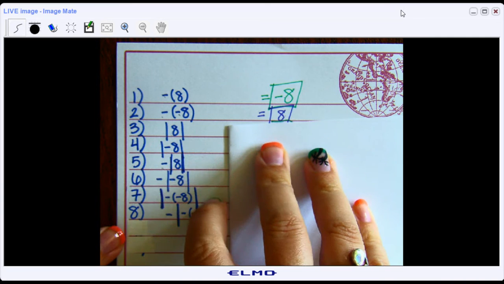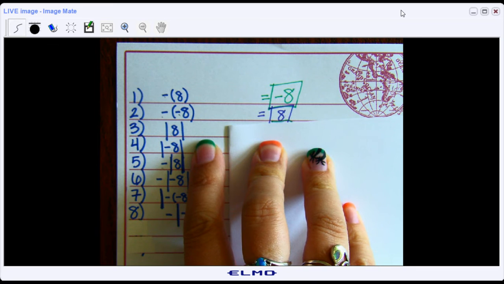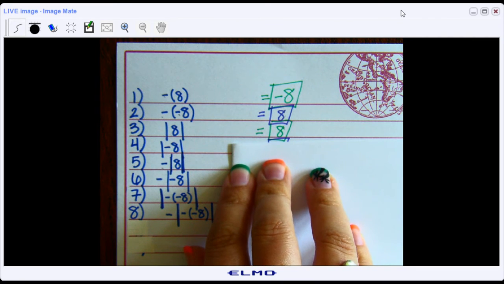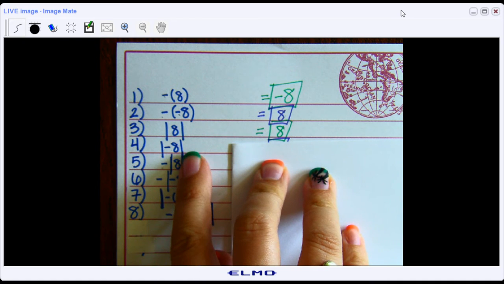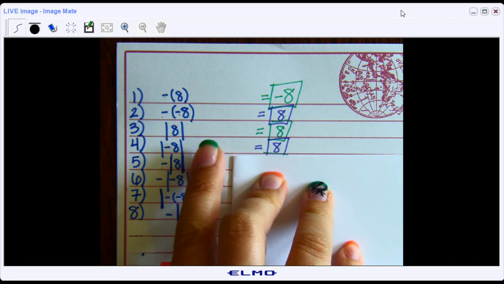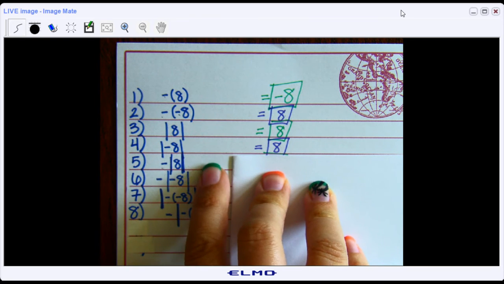This is the absolute value ones. Numbers 3 and 4 are the most common type that we'll see, like 90% of the time. The absolute value of 8 is just 8 because it's 8 away from 0. And the absolute value of negative 8 is still a positive 8 because it too is 8 away from 0. Again, 90% of the time, those are how you'll see them. But then we have these weird ones, 5 through 8.